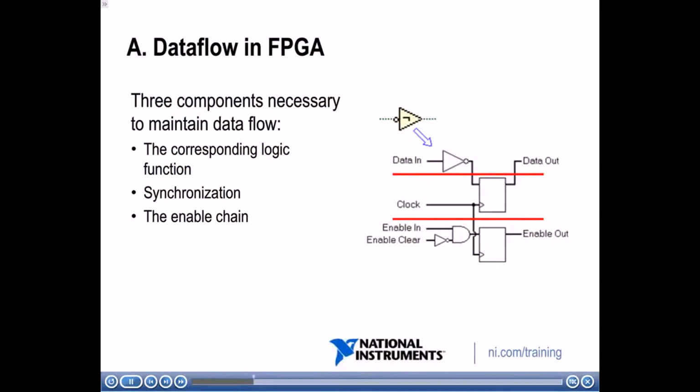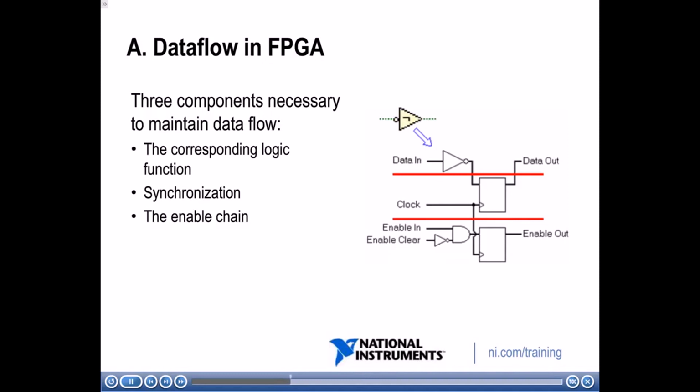Alright, so let's talk about data flow in FPGA. There are 3 components necessary to maintain data flow. First we're going to talk about the corresponding logic function, then synchronization, and the enable chain. Looking at this slide, the LabVIEW code here is a NOT function, which corresponds to an inverter in the FPGA hardware. So that's the logic that we see on the top third of this image.